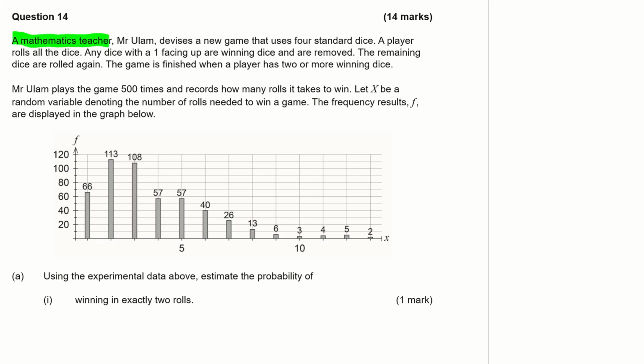A mathematics teacher, Mr. Ulam, devises a new game that uses 4 standard dice. A player rolls all of the dice. Any dice with a 1 facing up are winning dice and are removed. That's an important point. We're going to come back to that. The remaining dice are rolled again. The game is finished when a player has 2 or more winning dice. So they've seen 2 or more 1s.